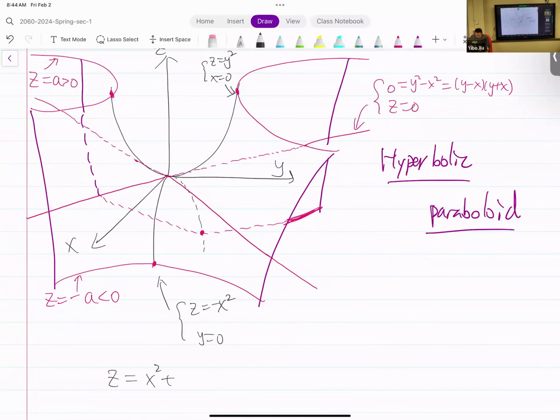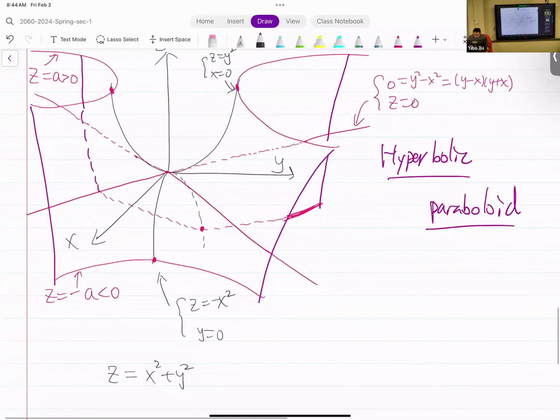What happens is a plus. If it's z equals x squared plus y squared, following similar logic, if you make x a constant, you have a parabola opening upwards. If you instead make y a constant, that's a parabola in terms of x and z opening upwards. Fortunately, they are parabolas opening upwards. And now if you make z a constant, you have what? You have a circle.